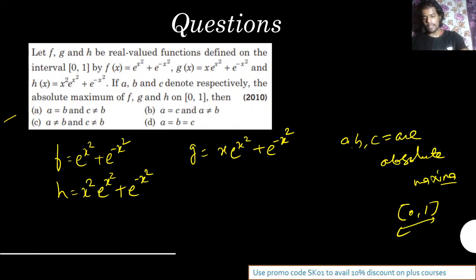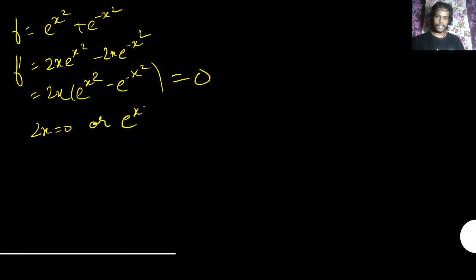The first thing to keep in mind is you calculate the derivative, and then you see what the points of maxima or minima are. So let's take the first function. We take the derivative. It would be 2x e to the power x square minus 2x e to the power minus x square. Take 2x common, and you get e to the power x square minus e to the power minus x square. Now if you put it equal to 0, you get two possibilities: either 2x is equal to 0, or e to the power x square equals e to the power minus x square. Both have a single solution, x equal to 0. This will only be true if x equals 0, otherwise it won't be true.